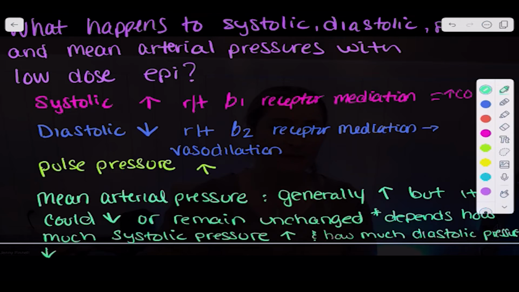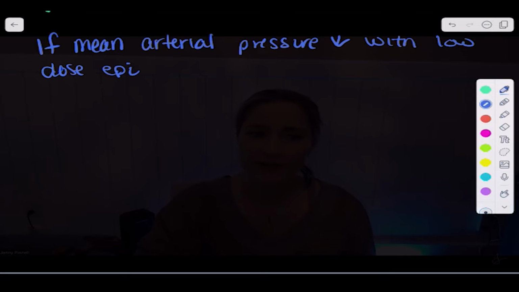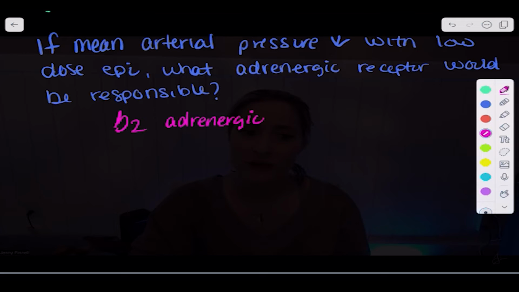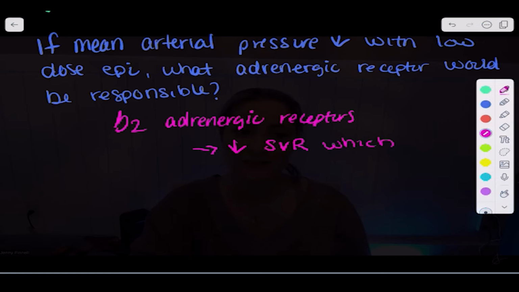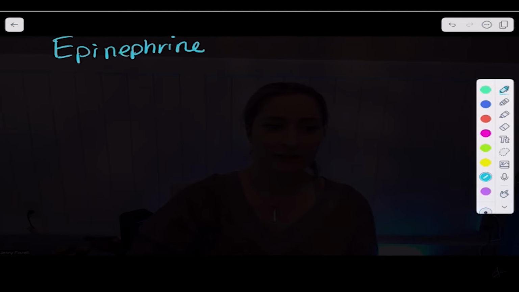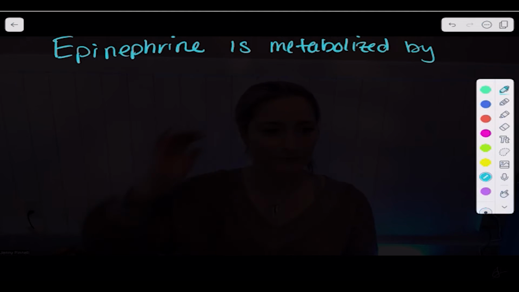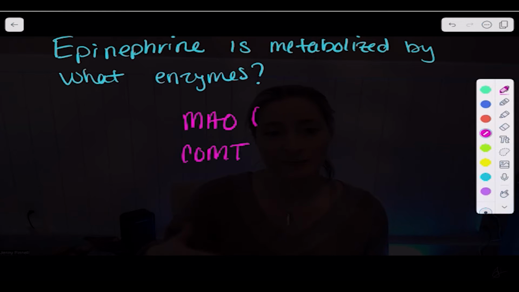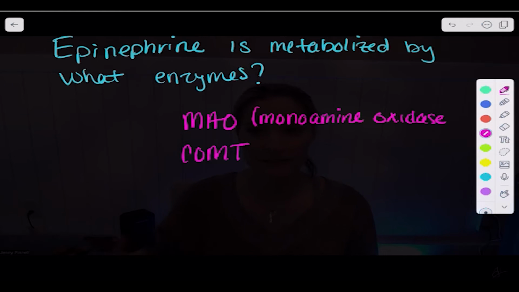All right, so if the mean arterial pressure decreases with low-dose epinephrine, what adrenergic receptor would be responsible? This would be your beta-2 adrenergic receptors. Beta-2 adrenergic receptor stimulation leads to a decrease in systemic vascular resistance, which decreases diastolic blood pressure and possibly mean arterial pressure as well. Epinephrine is metabolized by what enzymes? If you recall, epinephrine is metabolized by the MAO and the COMT enzyme.